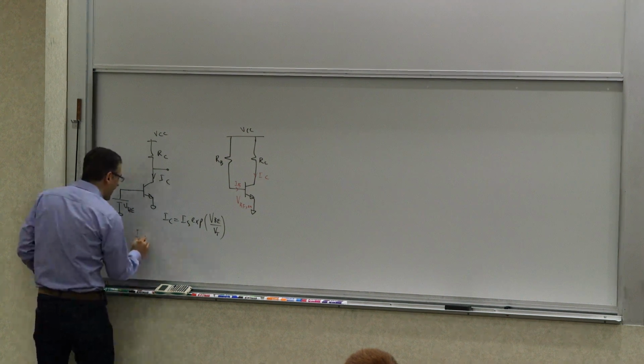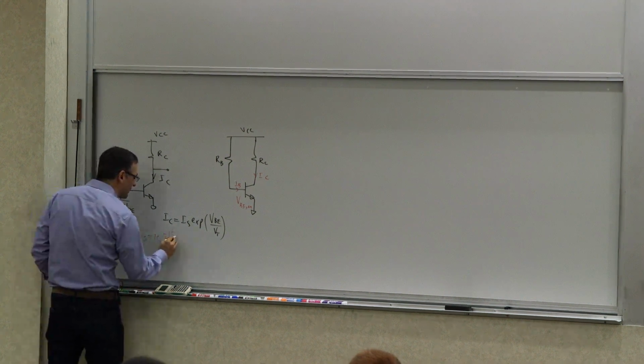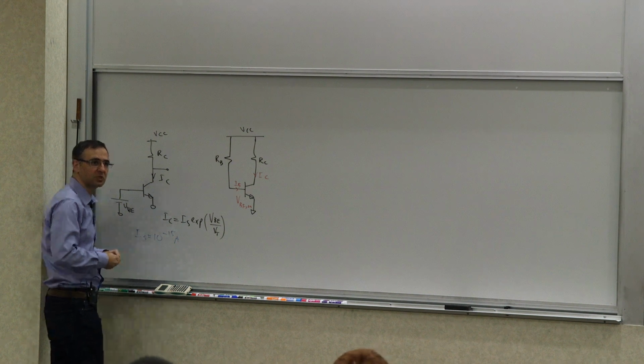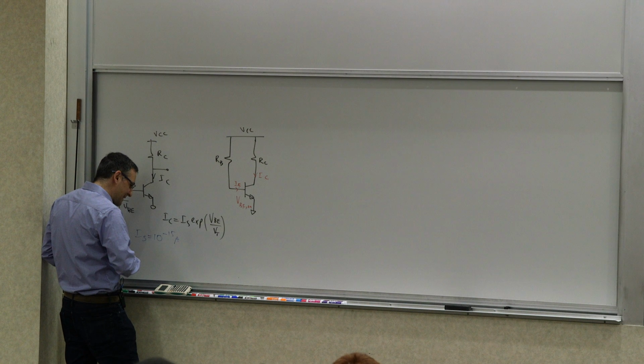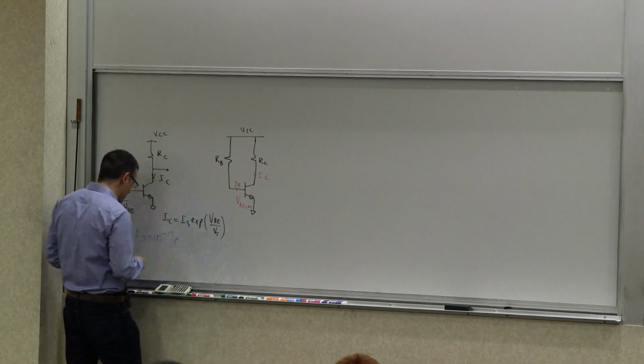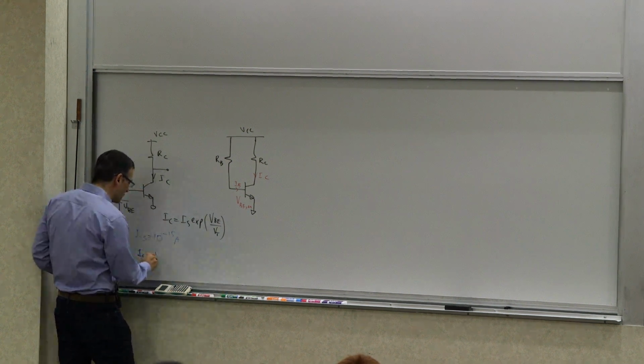Let's say your IS is 10 to the negative 15 amps, just some saturation current number, right? If that's the value, let's say at 1 milliamp of current. So let's say your IC is 1 milliamp.